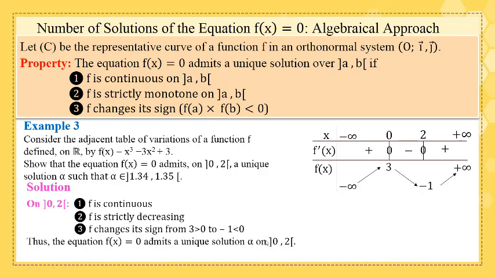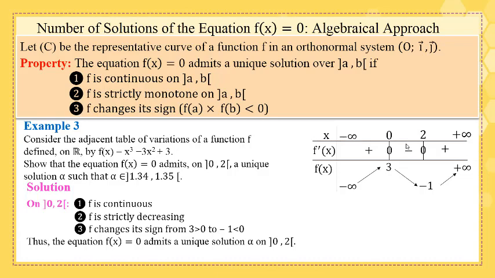Wait, we should complete the question. We must prove that alpha belongs to the interval [1.34, 1.35]. We should prove the following three conditions. Since the interval [1.34, 1.35] is a subset of the interval [0, 2], the first two conditions are satisfied. Thus, it's enough to prove the third condition.